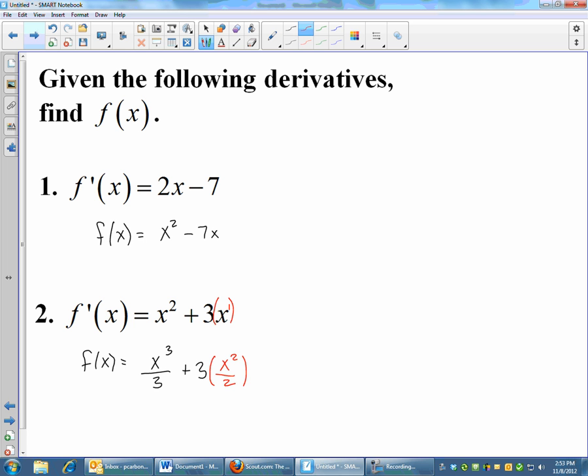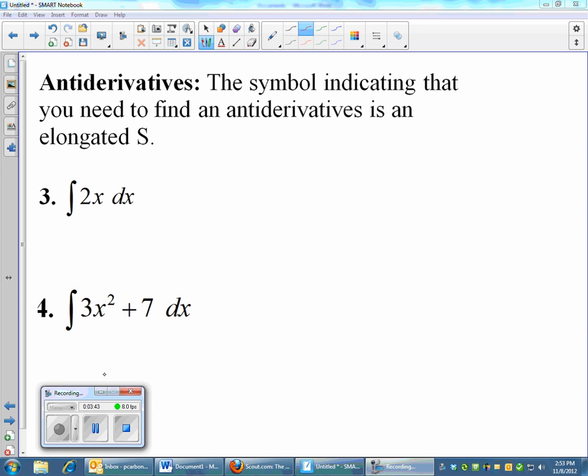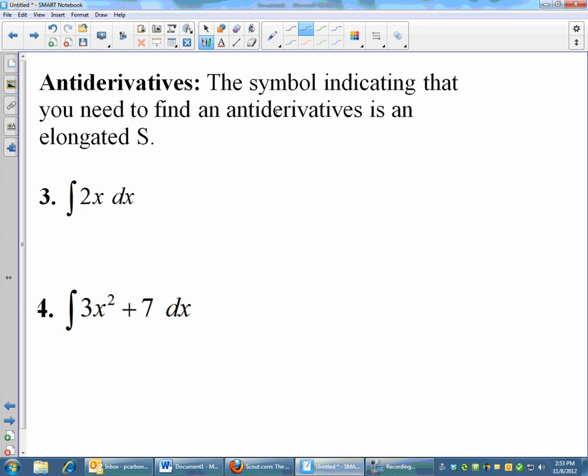So that's finding antiderivatives. There is a notation for antiderivatives. The notation for an antiderivative, meaning to find the antiderivative, is this elongated s. Technically, the s stands for sum, but that's not something you need to worry about right now. So that symbol means find the antiderivative of 2x. And the dx simply tells you what the variable is. I know that seems picky, and that's kind of a bad answer for now, but we'll just say dx tells you what the variable is.